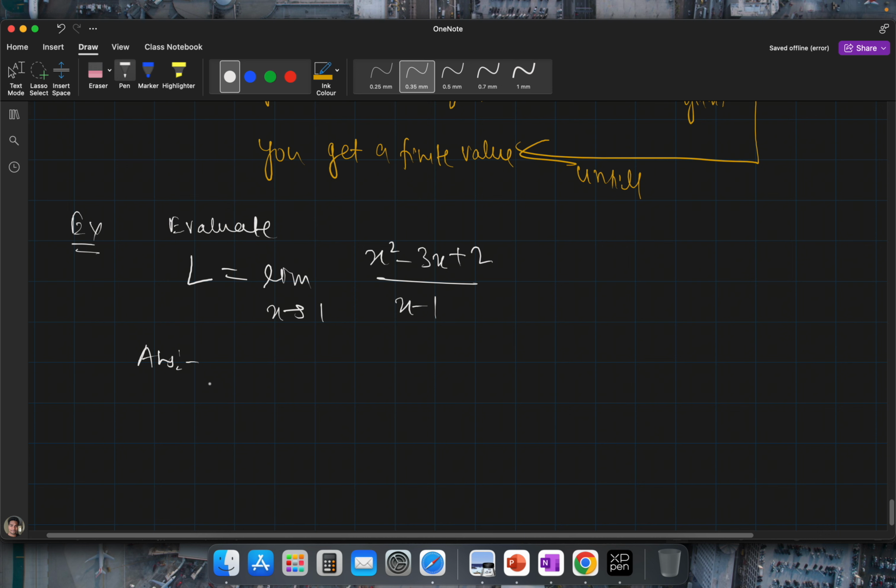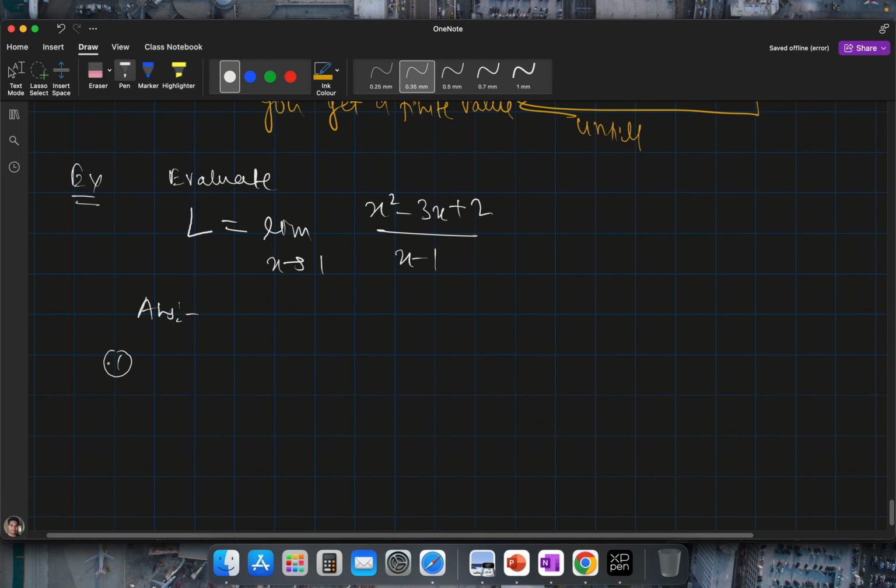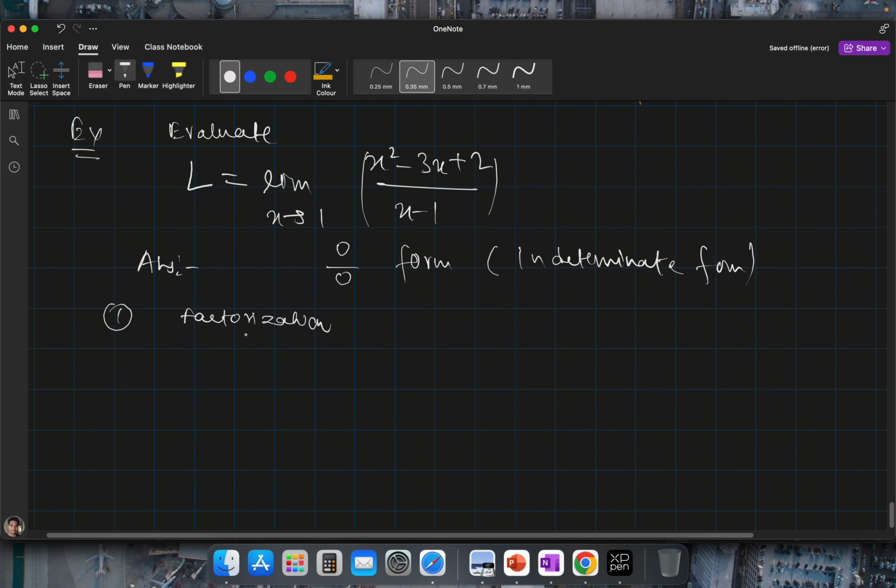So there are many ways to solve this. I will do them one by one, because I want to explain everything. The first method is factorization. Since you can see that it is 0 by 0 form, when you directly substitute the limit into this, you will get 0 by 0 form, that is an indeterminate form. So the first method is doing factorization.